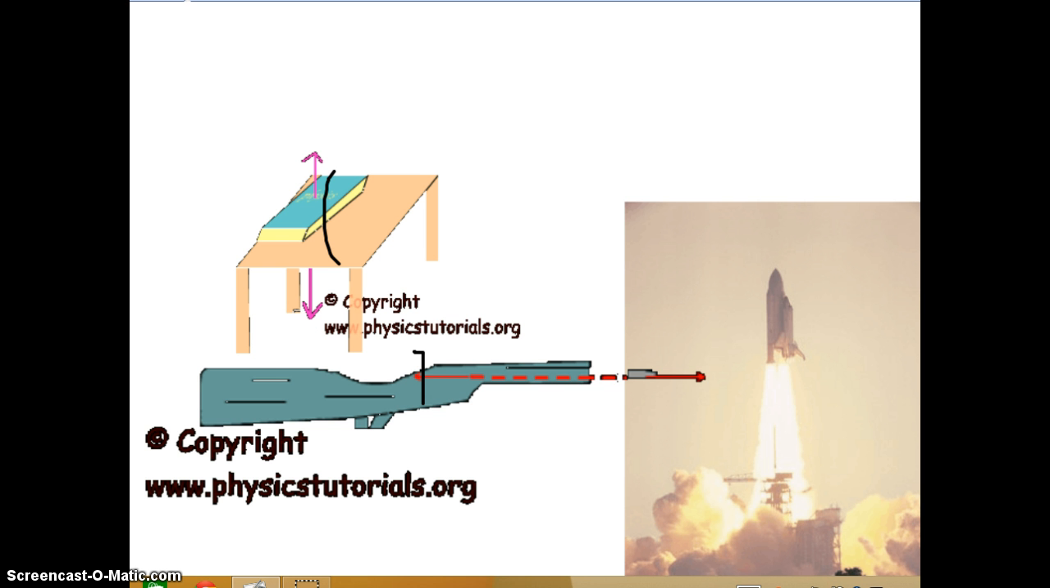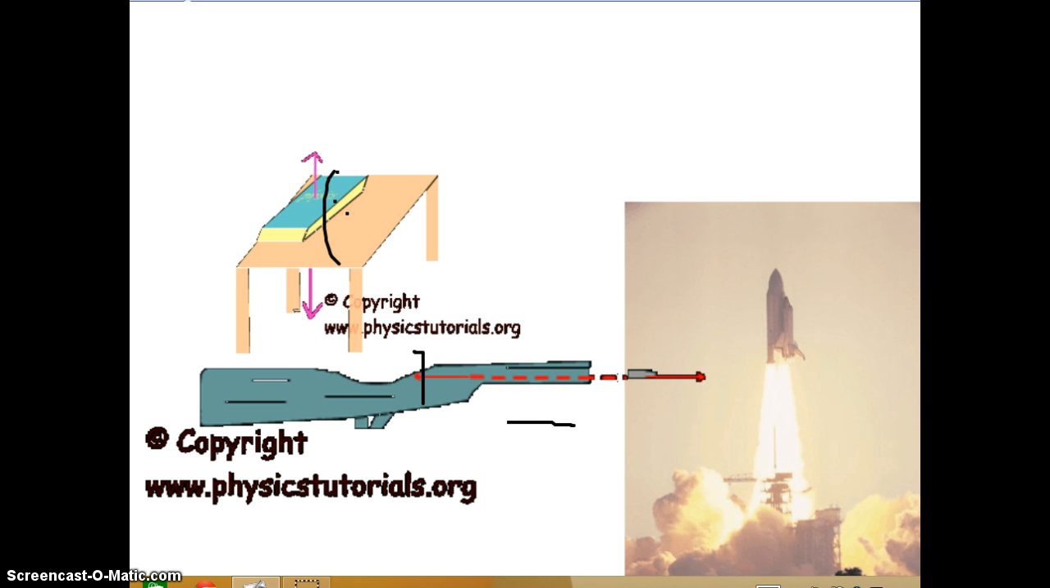Here in this picture, this shows you the table pushing up on the book is the reaction force, and the book pushing down on the table is the action force. The book is pushing down with its weight, and then the table is pushing back up with the same force. You might have seen this with guns.